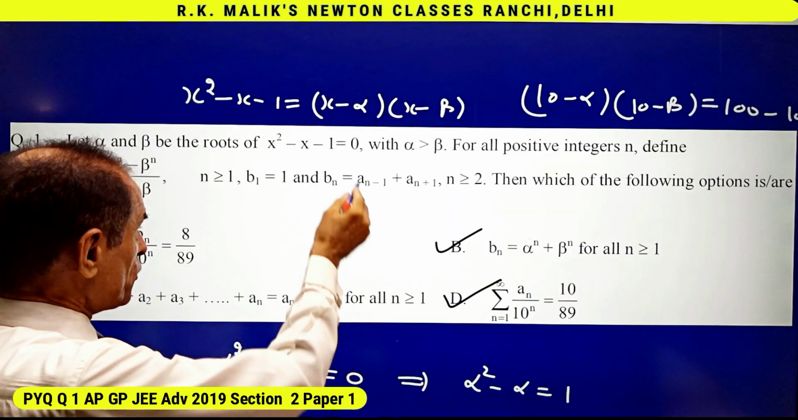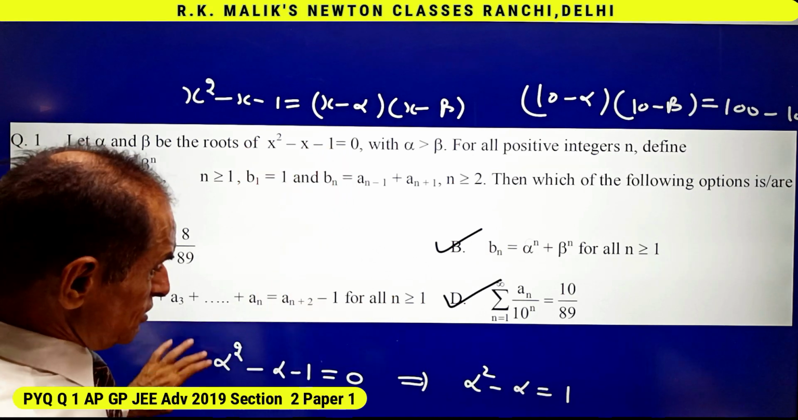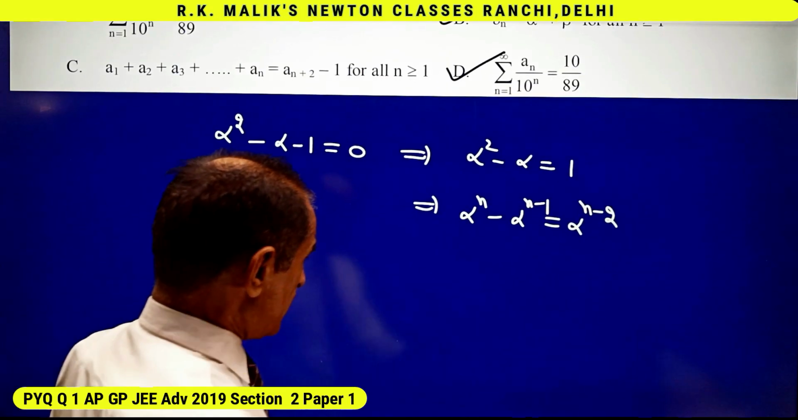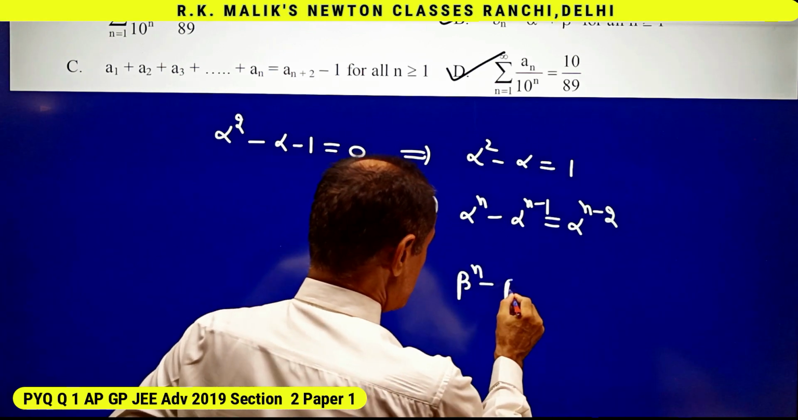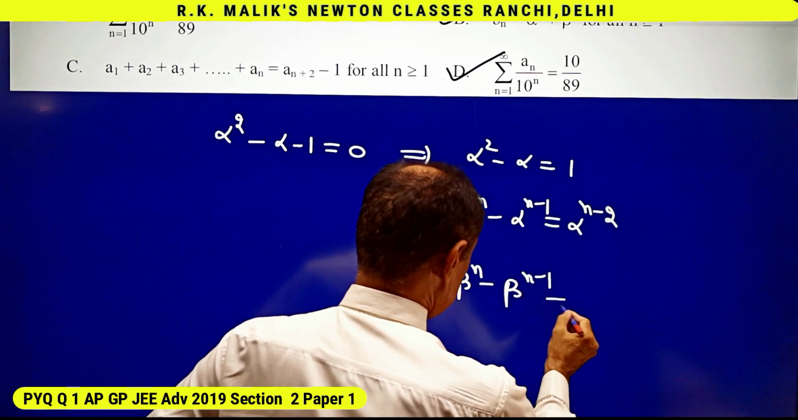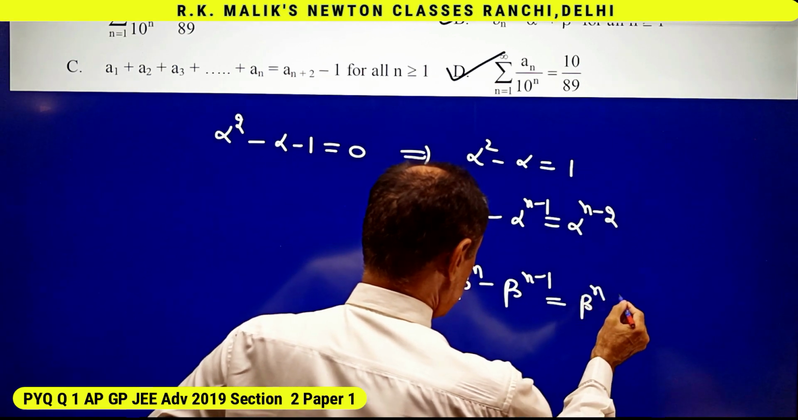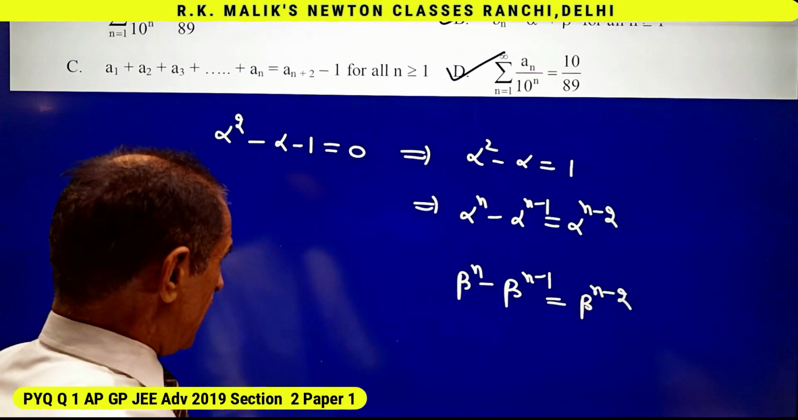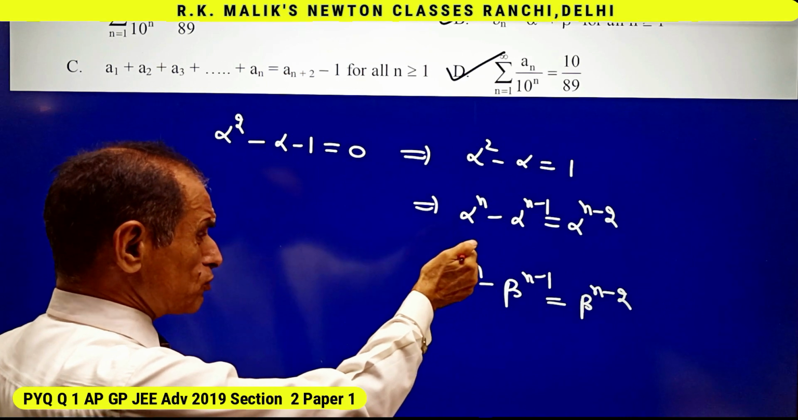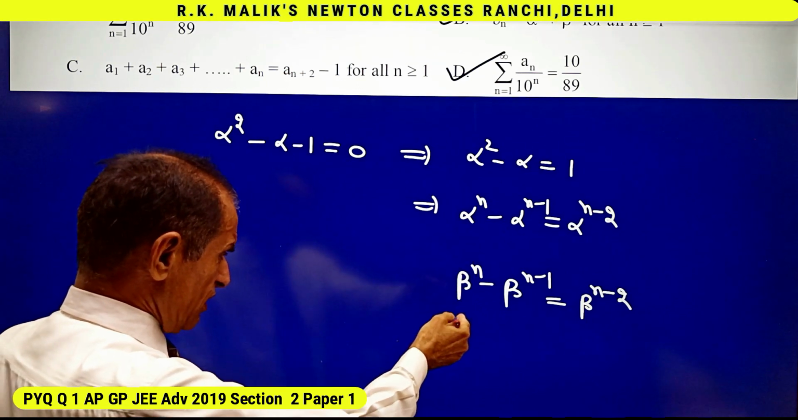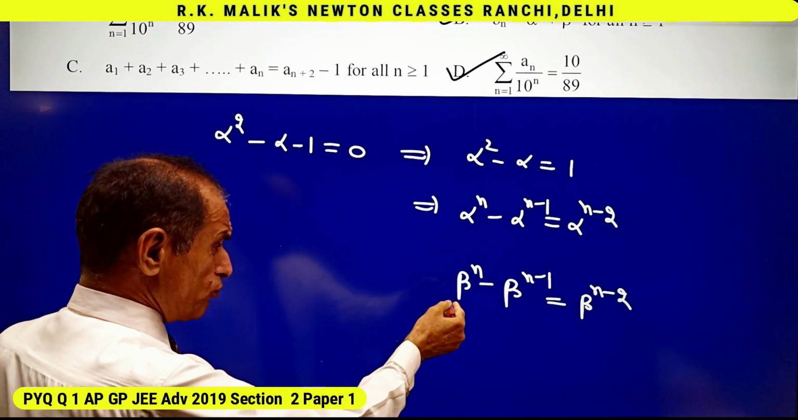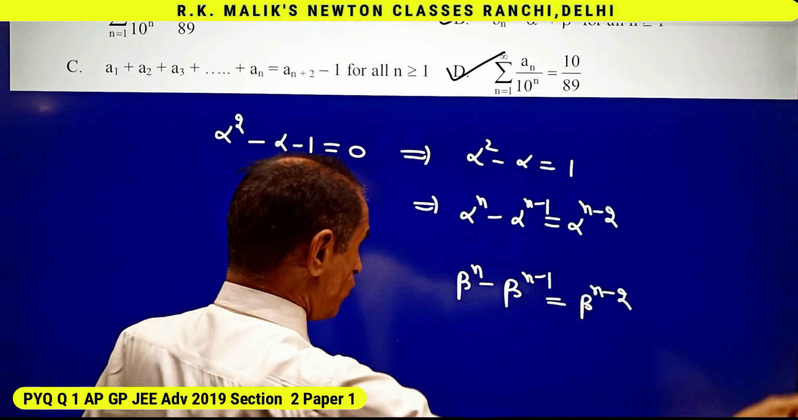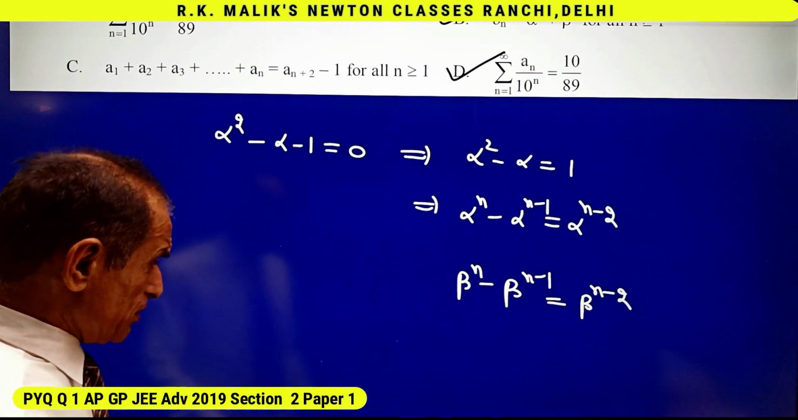Similarly, because beta is also the root of this, I can reach the conclusion that beta to the power n minus beta to the power n minus 1 is equal to beta to the power n minus 2. And now, what I am going to do, you will understand in the next step. Now I subtract the two equations and divide the whole equation by alpha minus beta.